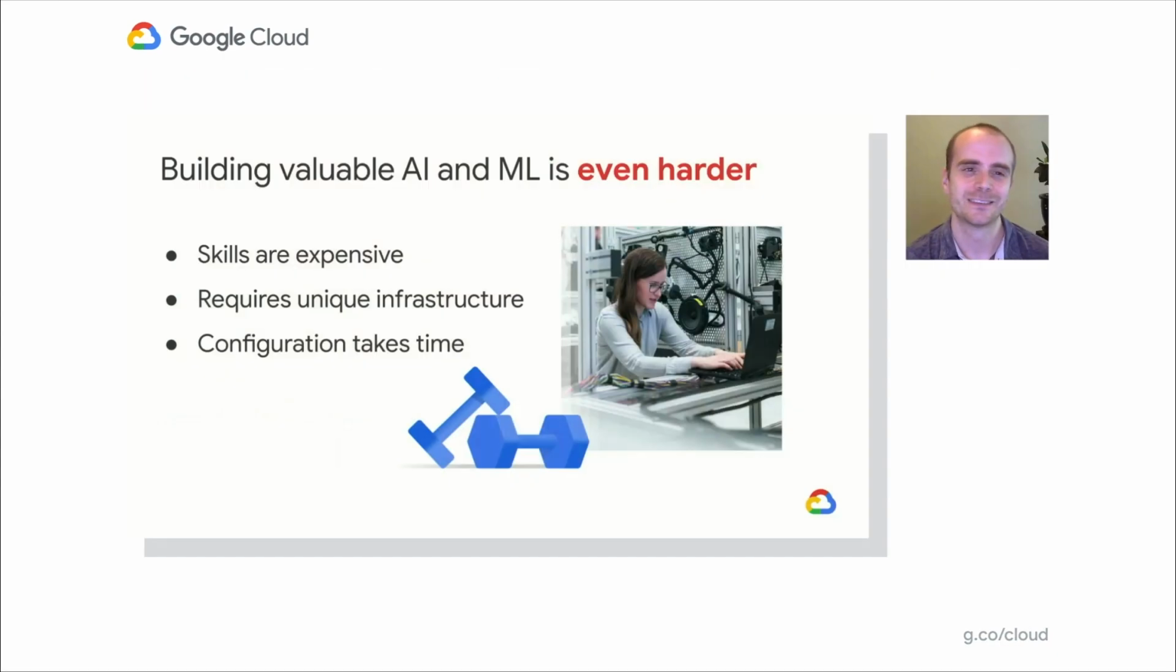Yeah, and it's even harder to use AI and machine learning to make your business workflows smarter. The skill sets for these are rare. It involves unique infrastructure for building your applications, and configuring these things just takes tons of time. And so this is just overhead that most organizations don't have.